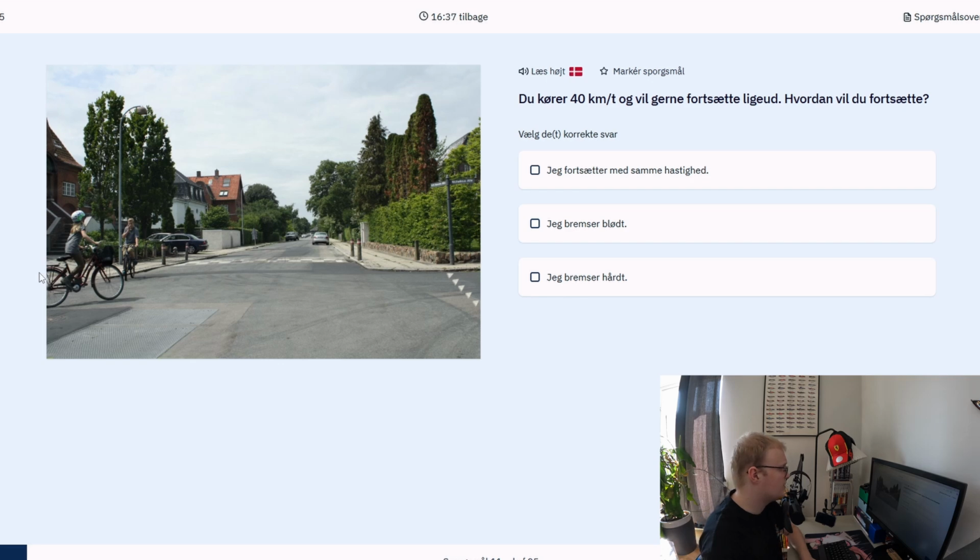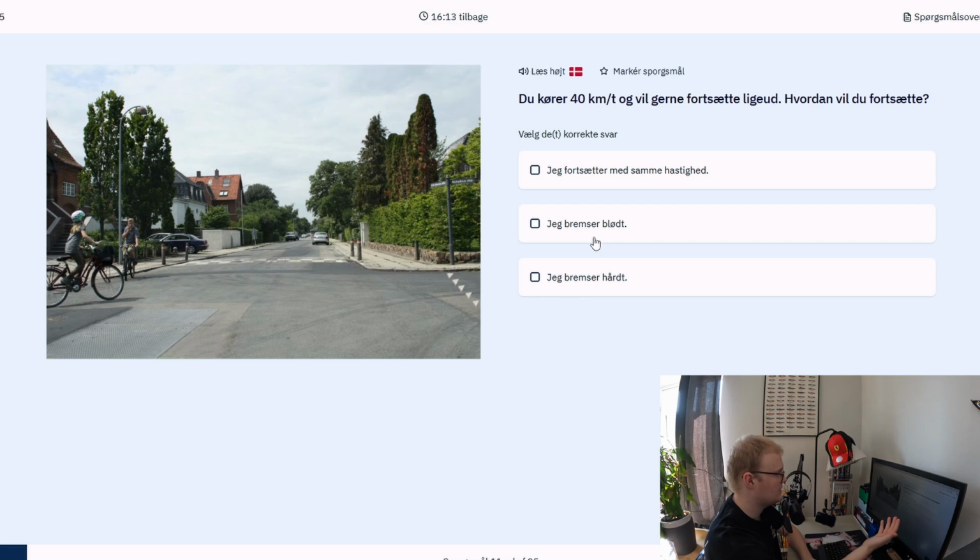You're driving 40 kilometers an hour and want to continue straight. So you see the cyclists over here. They're young and they're gonna be unpredictable. So I have the right of way here, but again, it's my job to make sure nothing happens. I continue with the same speed. No, this girl is about to pass straight out in front of me. I brake softly. I don't, because again, you don't know what she's going to do. They might be about to hit each other.